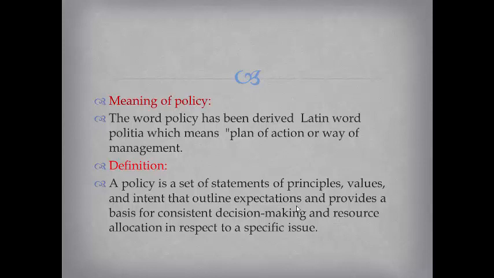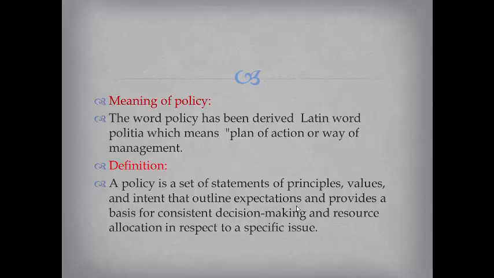So, meaning of policy. The word policy has been derived from the Latin word politia, which means plan of action or way of management. So the word policy means rules and regulations that are set for some actions. And the definition: a policy is a set of statements of principles, values, and intent that outlines expectations and provides a basis for consistent decision making and resource allocation with respect to a specific issue.